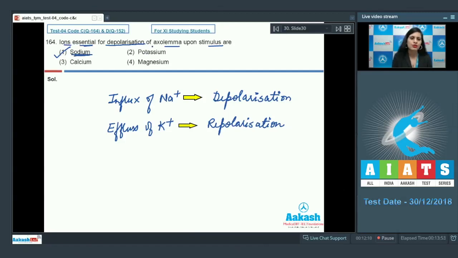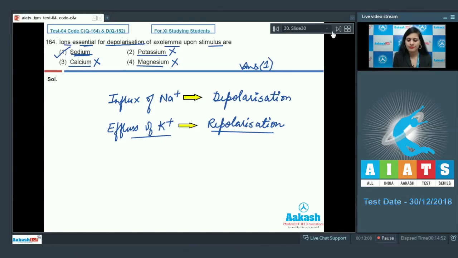Let's discuss other options also. The second option given is potassium. And as we've already discussed, efflux of potassium ions is responsible for repolarization and not for depolarization of axolemma. So this is an incorrect option. The third option given is calcium, and this is also an incorrect option. Calcium channels are present in the axon terminal, and opening of these calcium channels is responsible for the exocytosis of neurotransmitter-filled synaptic vesicles in the synaptic cleft, and these are not responsible for the depolarization of axolemma. So this is an incorrect option. The last option given is magnesium, and it is not involved in depolarization of axolemma. So the correct answer for this question is option number 1.